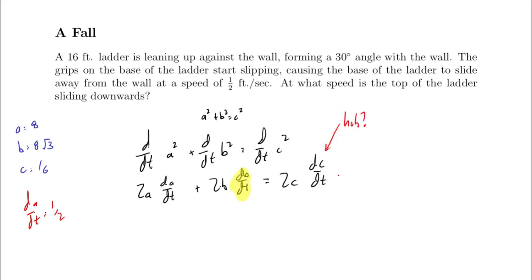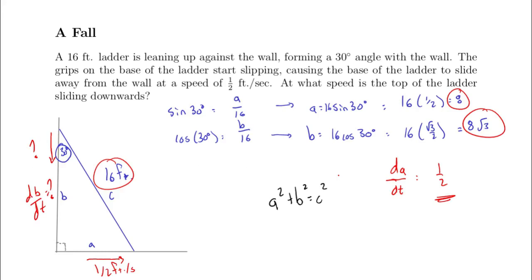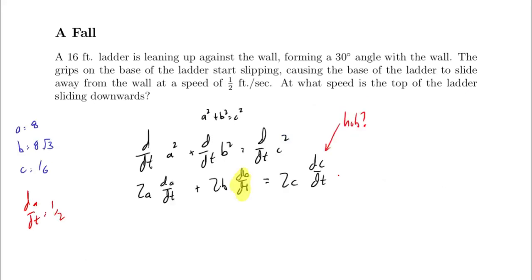What's that? Well, c was the length of our ladder. So the question is, how quickly is the length of our ladder changing? We have a fixed length ladder. It's not changing length at all, so we can say dC over dt is equal to 0. Great, no problem there. All right, now we can go ahead and input everything, and what do we have?